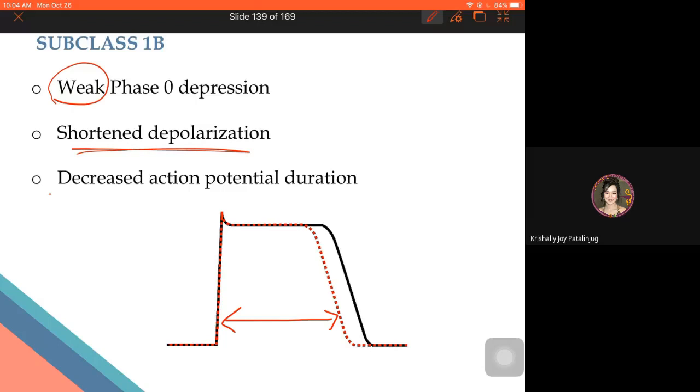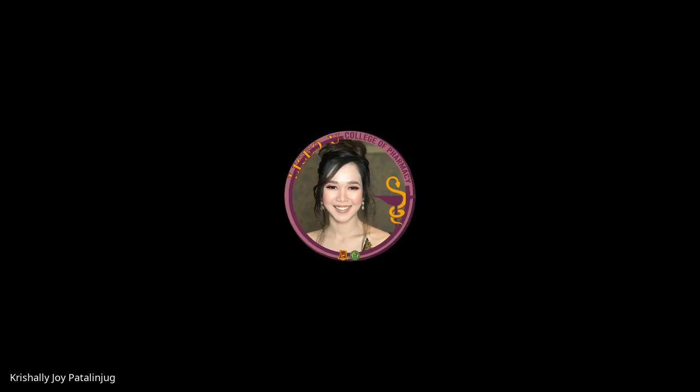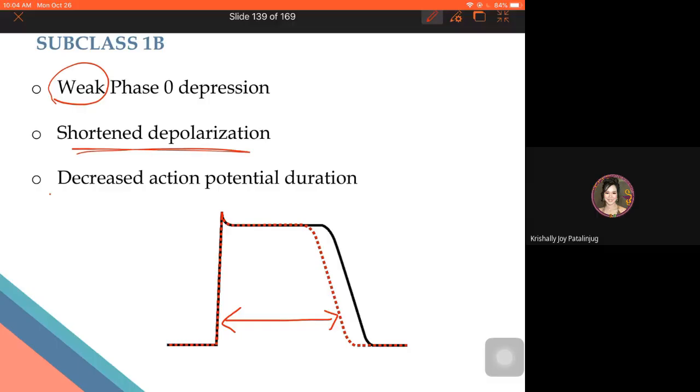Di ba? Kanina sa class 1A, na-prolong ang action potential duration. So for class 1B, weak man sila, weak sodium channel blockers. So they somehow decrease or shorten the action potential duration. So that's the general action of subclass 1B as weak sodium channel blockers.